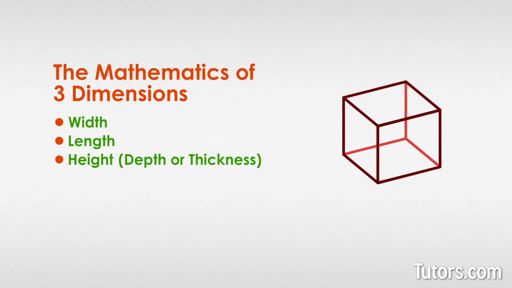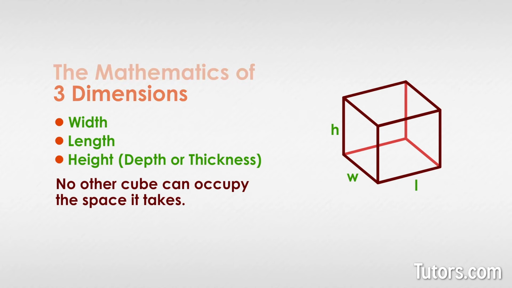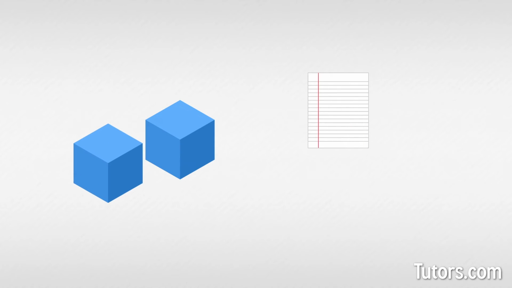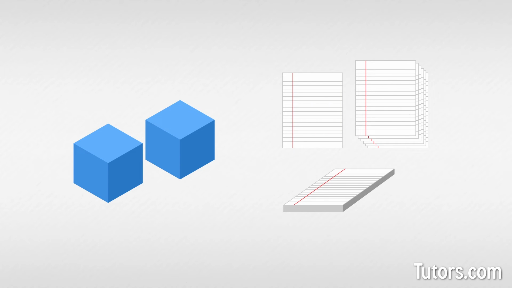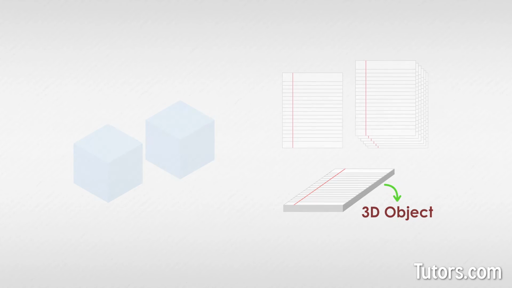A cube, the 3D version of a square, will have identical measurements in width, length, and height. No other cube can occupy the space it takes. In real life, you cannot have squares on top of squares taking up no space. A sheet of notebook paper may seem very thin, but think about a package of 200 sheets. It has measurable thickness. One sheet would be 1/200th of the thickness of the whole stack, so even a sheet of paper is a 3D object.